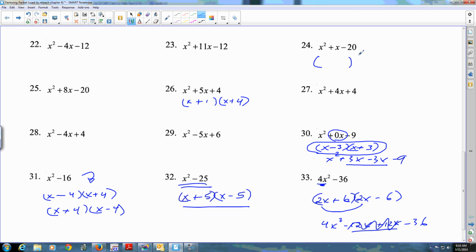To back up again here, just so you don't lose track after having this conversation down here, the leading coefficient is 1, so they're both x. What multiplies to negative 20 and adds to 1? There's a 5 and a 4, but if I make this one minus, I get negative 20, and then they're going to add to 1. So plus 5, minus 4.